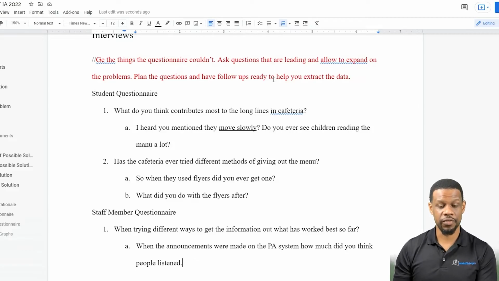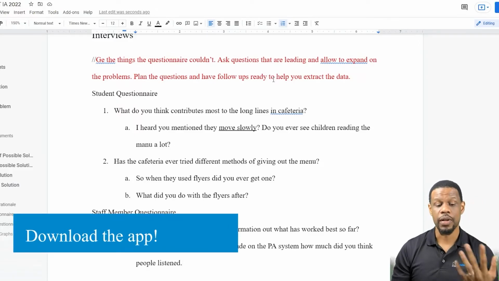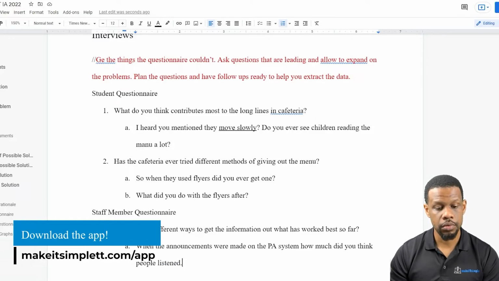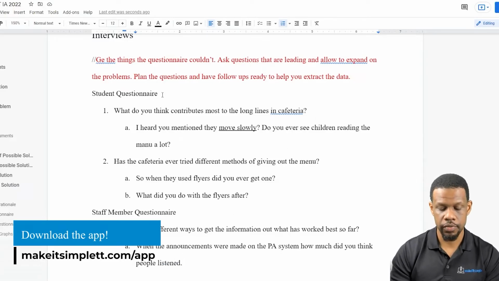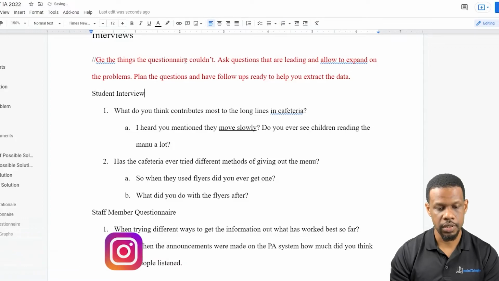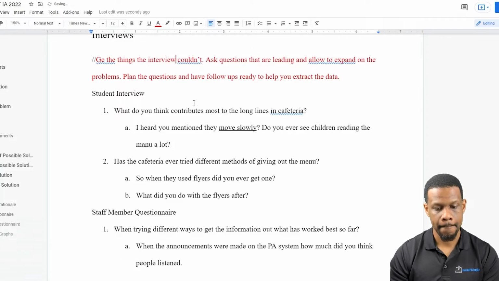So that should give you enough information on how to structure it. Of course, your problem will be totally different, but this is the way you have to think about it. When you think about it, you will have the questionnaire. Now, this is not questionnaire, this is student interview. Sorry, I'll put interview. I still have questionnaire in my mind because I was just doing the questionnaires. Alright. Student interview.